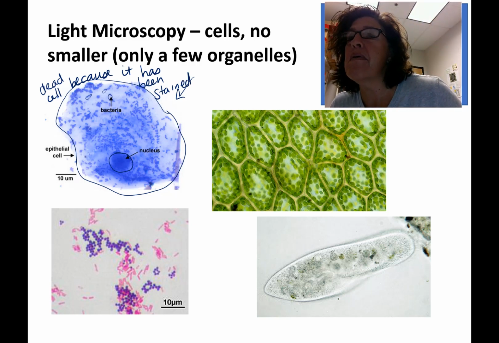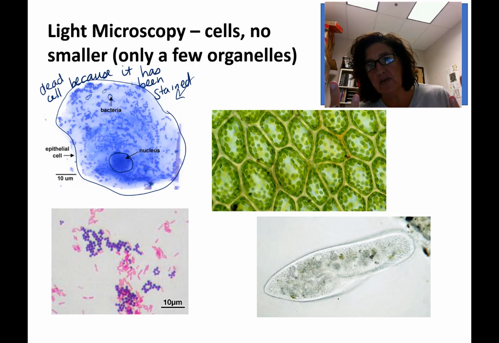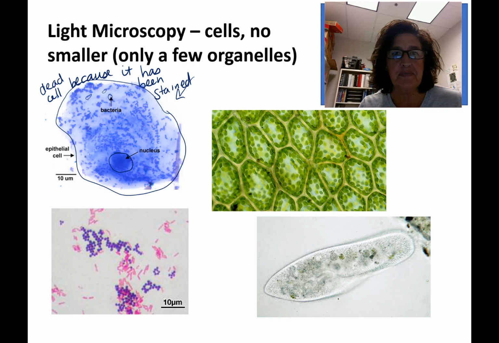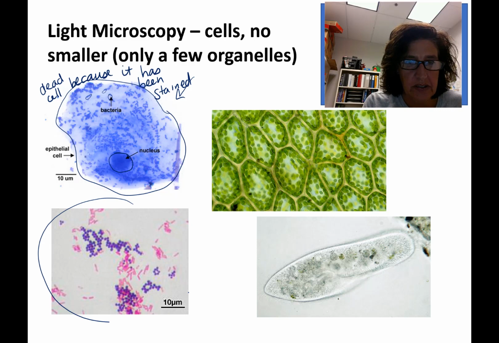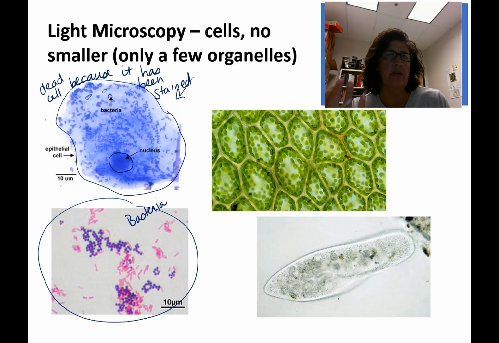There we go. Okay. Because it has been stained, the stain kills the cells. We have to fix the cells. Okay. So here are some bacteria that have also been stained. So note that most cells are see-through. They don't have color to them.